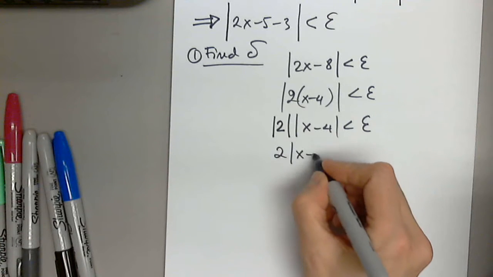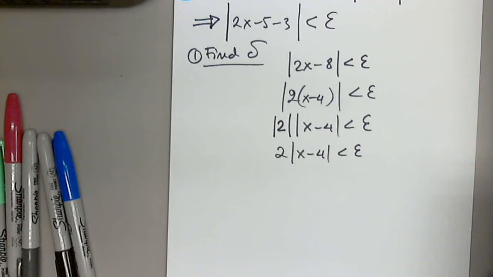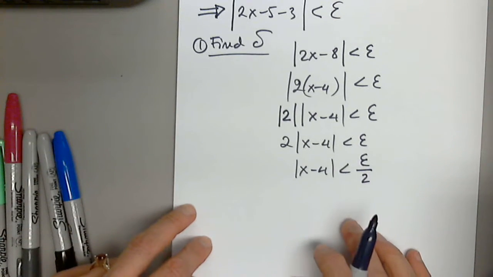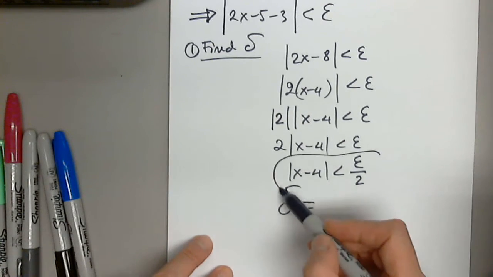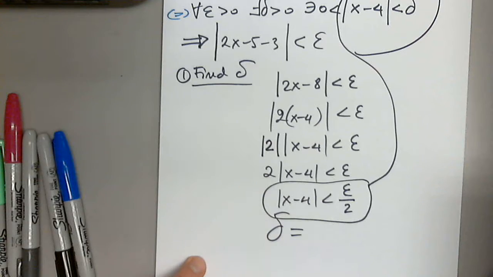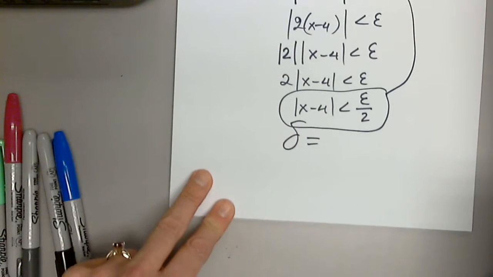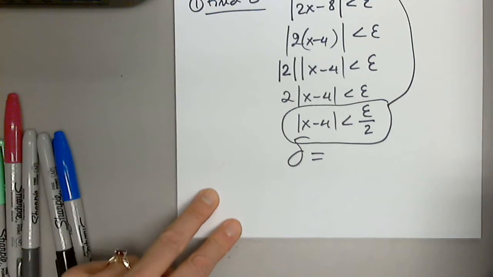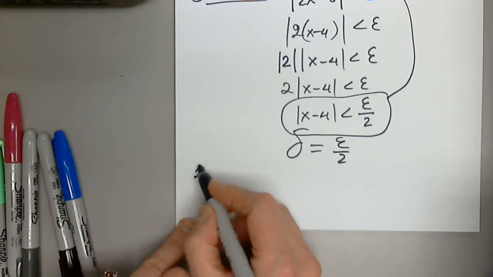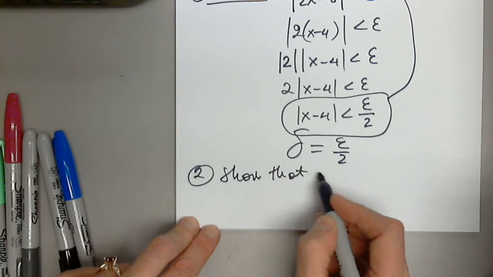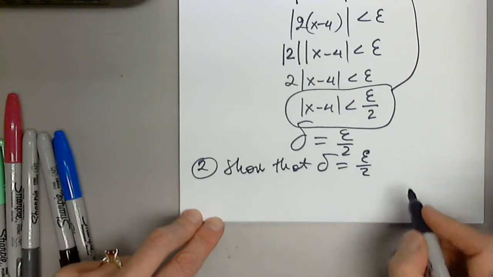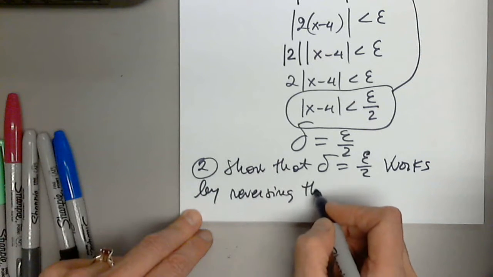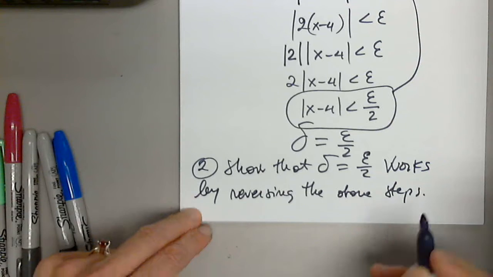So now the absolute value of 2x minus 4 is less than epsilon. Now I can divide by 2. The absolute value of x minus 4 is less than epsilon over 2. Did we find delta? We are comparing this to this. So please compare. How much is delta? In step 2, show that delta equals epsilon over 2 works by reversing the above steps. That's all I need.